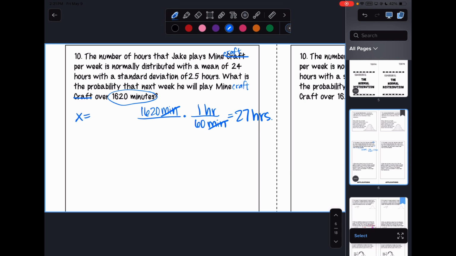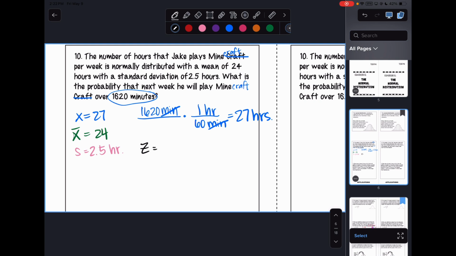So my x is going to be 27. My mean is going to be 24. And standard deviation is 2.5 hours. Okay. The probability is the same thing as the percentage that's covered under the curve. Okay? So we're looking for the z-score to figure out the percentage of it. So how do I find the z-score?